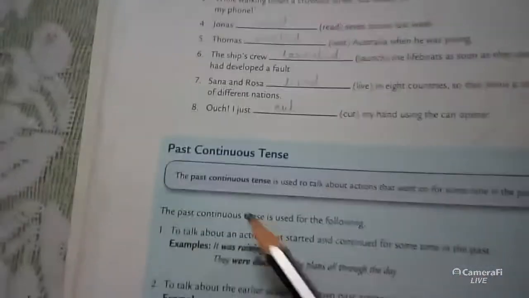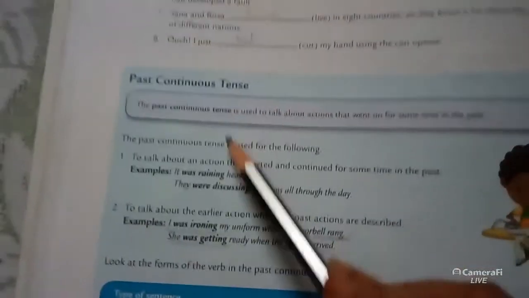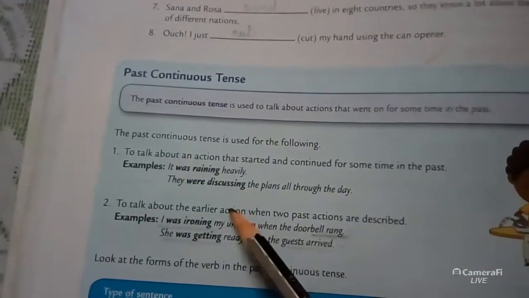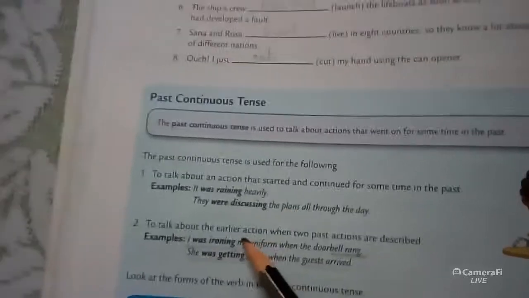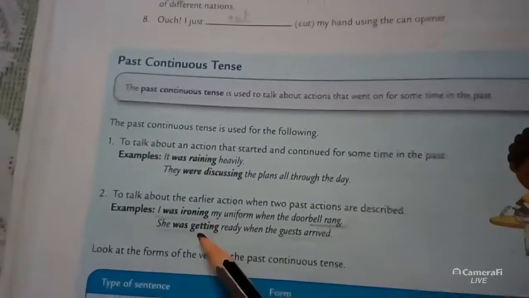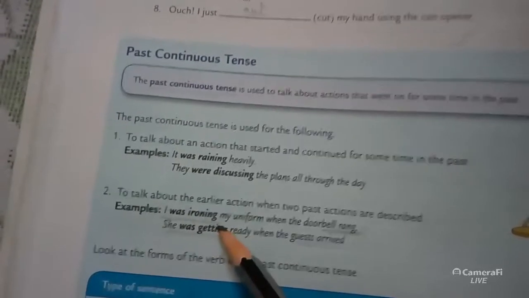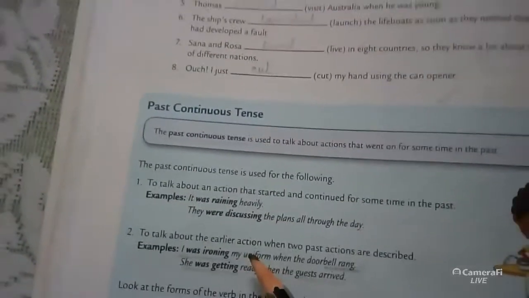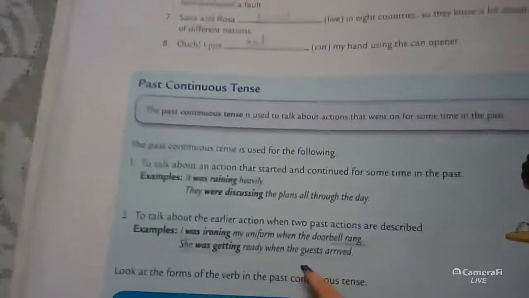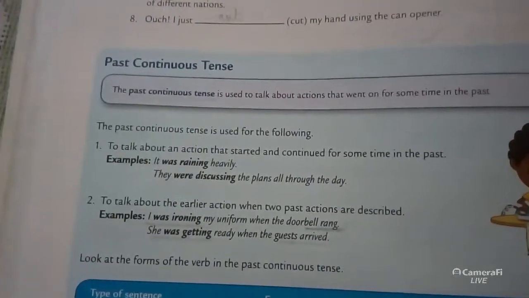Here are the exercises you have done. Now past continuous. Students, in present continuous we use subject plus is, am, are and verb plus ing. In past continuous we will use subject, was or were, and verb plus ing.